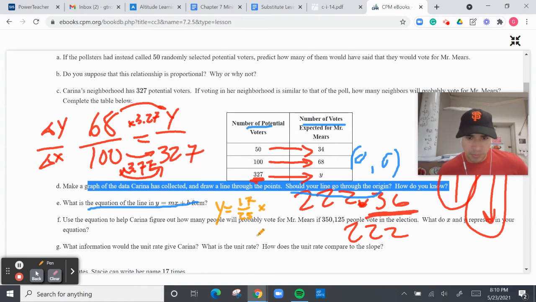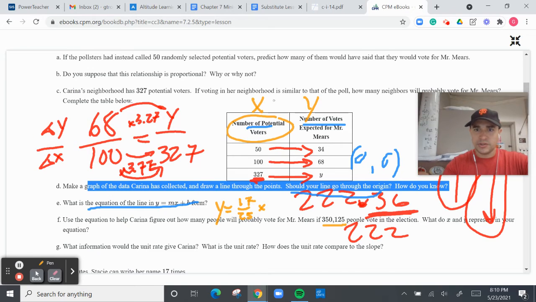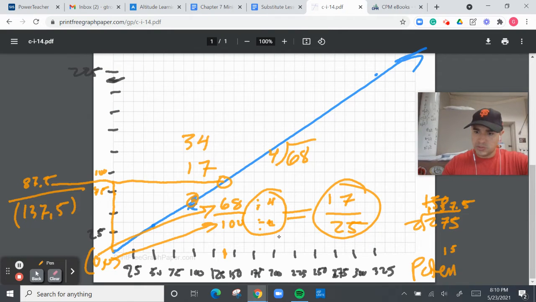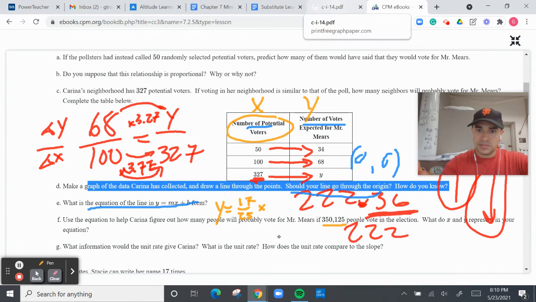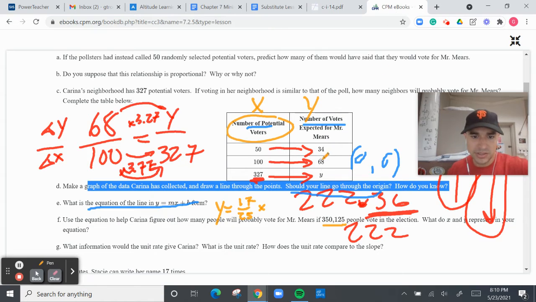Use the equation to figure out how many people will probably vote if 3,500,000 people voted in the election. Wow, that's a lot. What do x and y represent in your equation? Okay, this is a great point. So remember, this is our x and this is our y. If we were to label this, which I didn't, x is the potential voters, and our y here is going to be expected voters. My handwriting's sloppy right now, so I'm sorry, but as long as you know what we're doing.